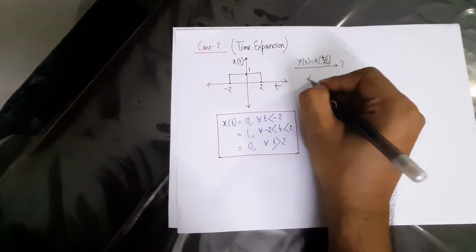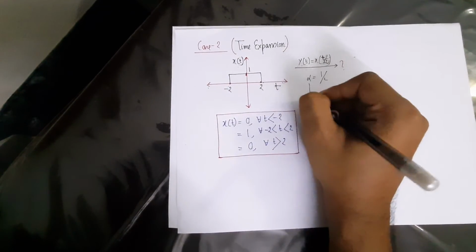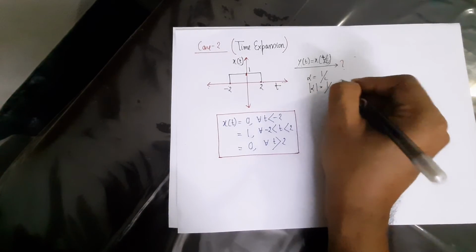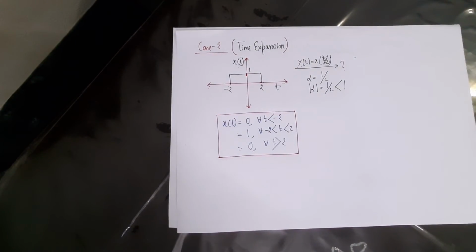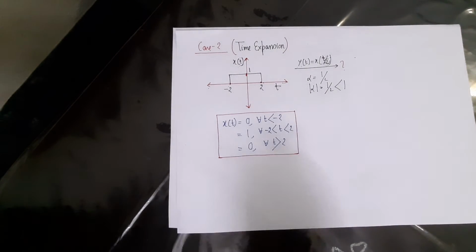So the scaling factor alpha here is half, and clearly modulus of alpha, that is half, is lesser than 1. So this is clearly a case of time expansion. If this is asked in a GATE problem, we will do it in this way as I have mentioned before.